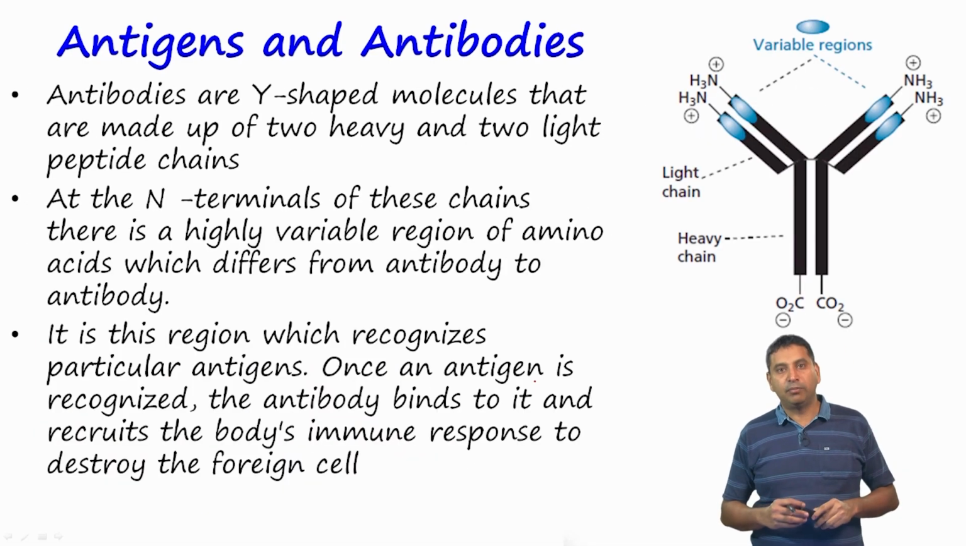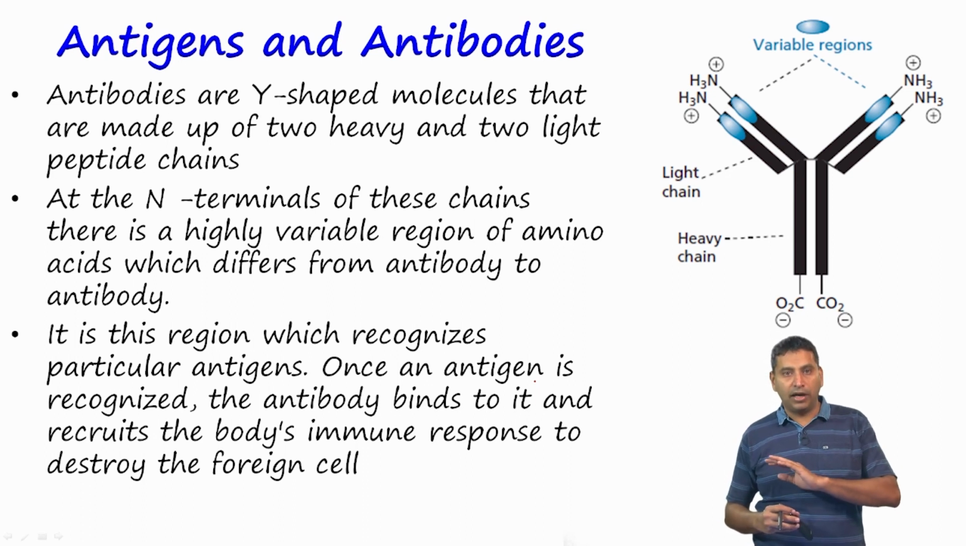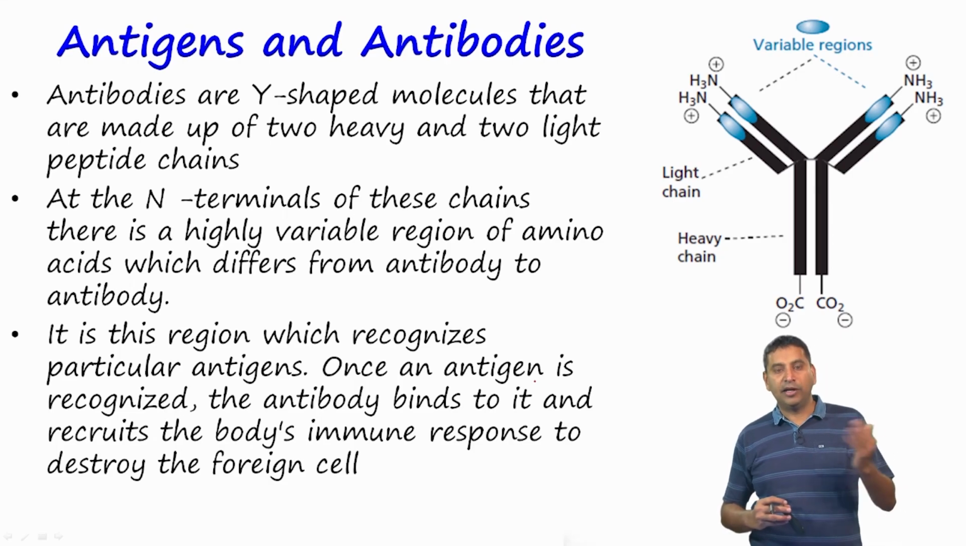Antibodies are Y-shaped molecules that are made up of two heavy and two light chains. Here is the structure of that, and the N terminus of these chains has a highly variable region of amino acids, and these can differ from antibody to antibody. It is this region which recognizes the antigen.